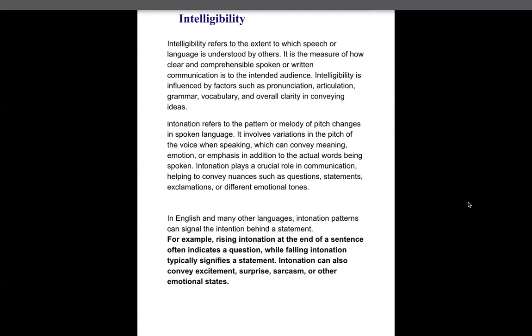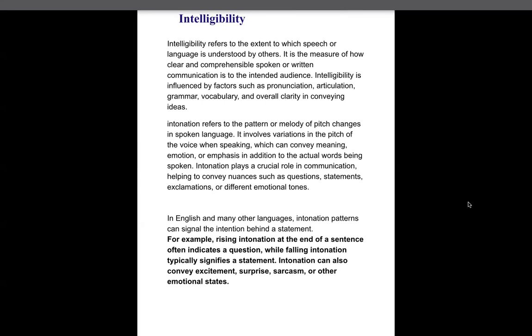So there should be places where you increase your pitch, and there should be areas where you decrease your pitch. So it involves variations in the pitch of your voice when speaking. So always remember, do not or avoid speaking in a very monotonous way. Always try to change your tone when you're speaking.